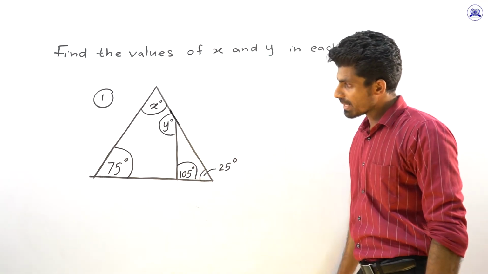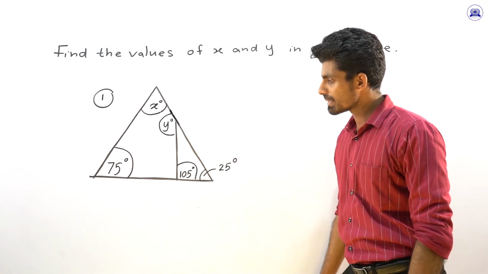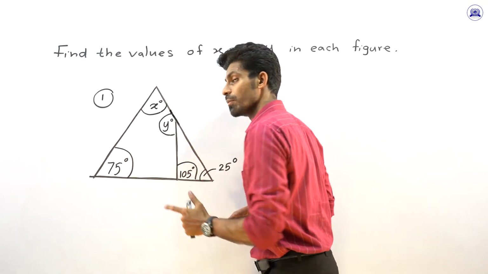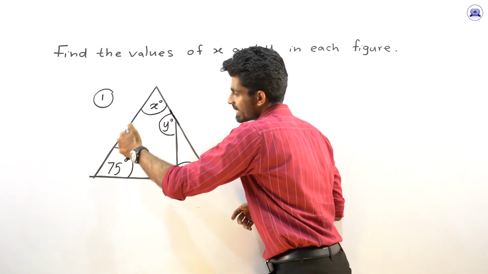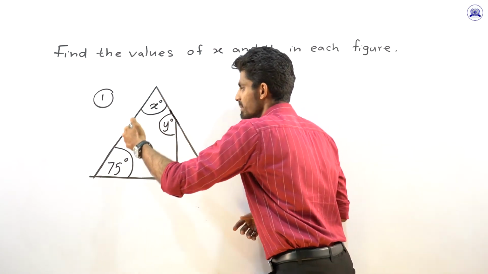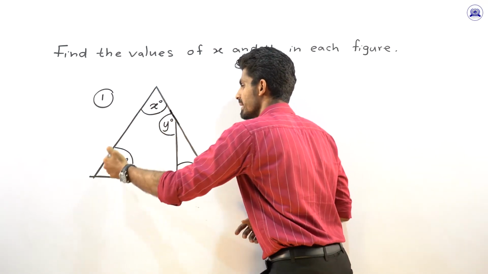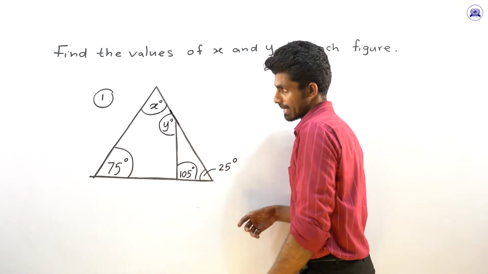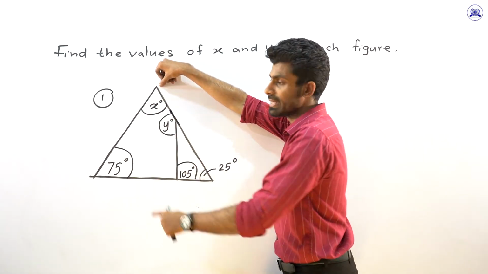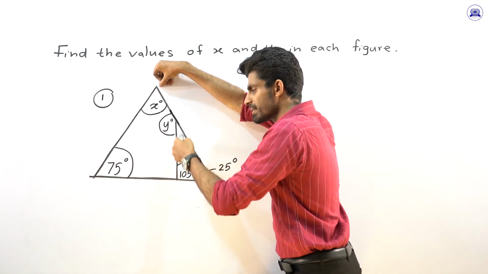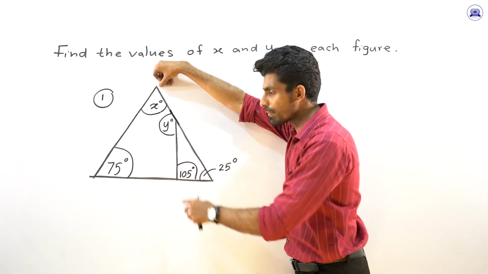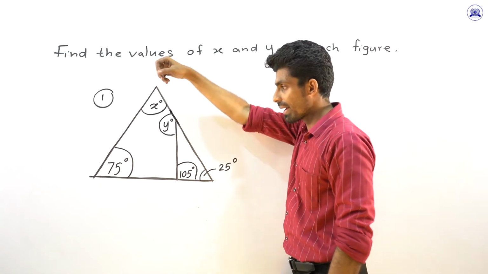So look at this one. How to find the values of x and y? Which one is the easiest one to find first, right? I'm just considering the triangle here. Can you see that one? The triangle, right? This one, this one, this one. Just forget this side for a moment, right?